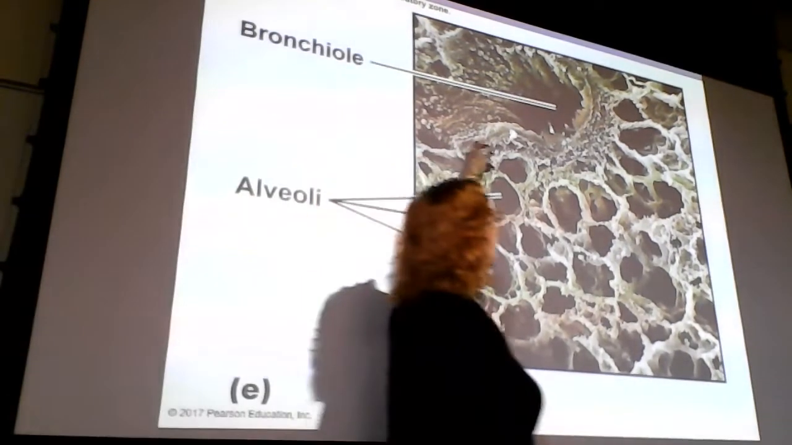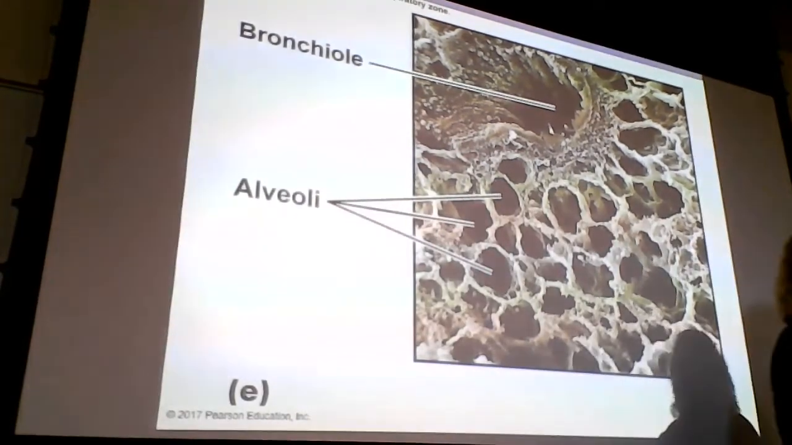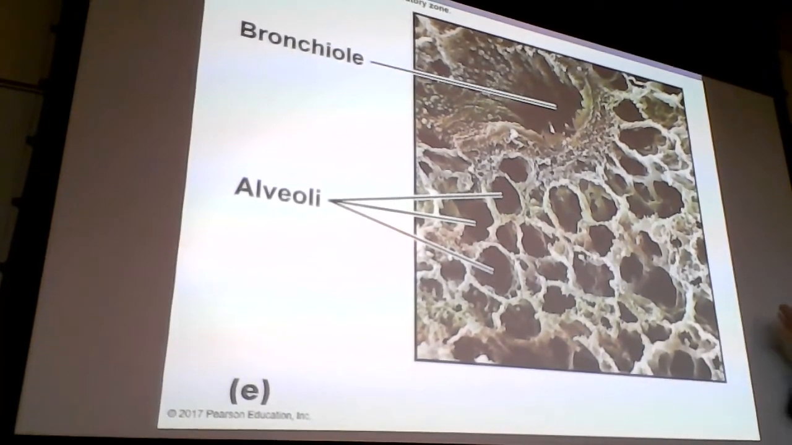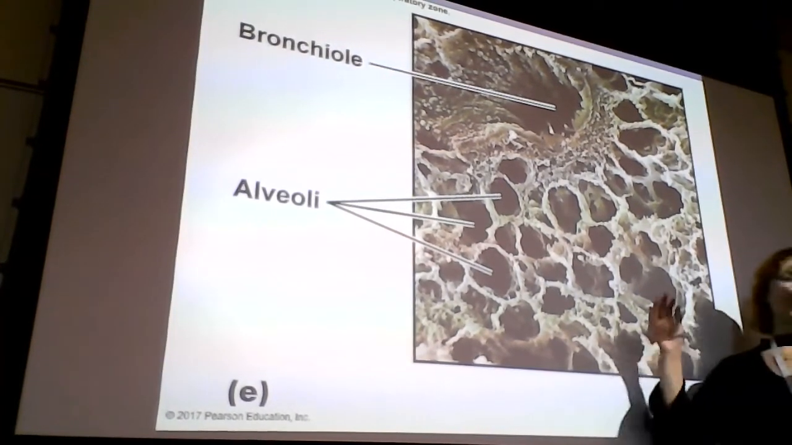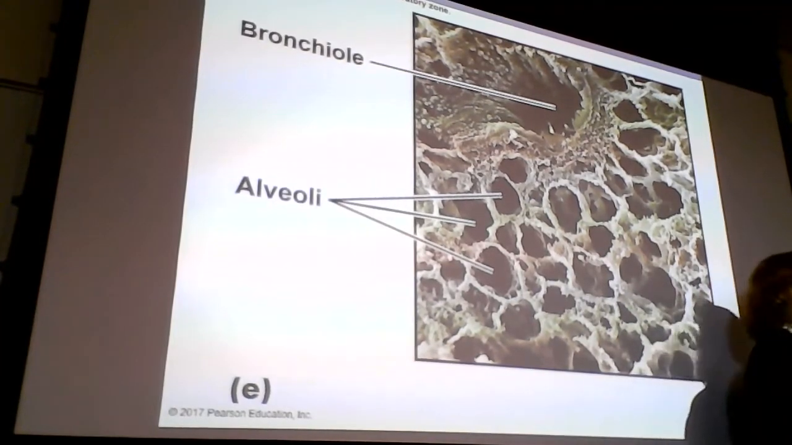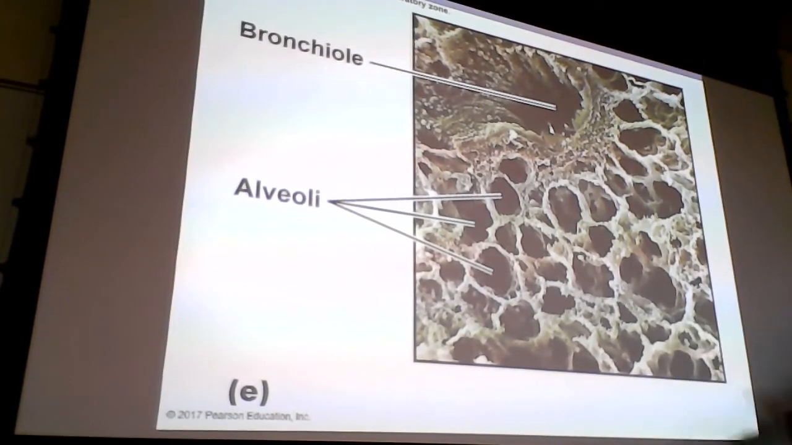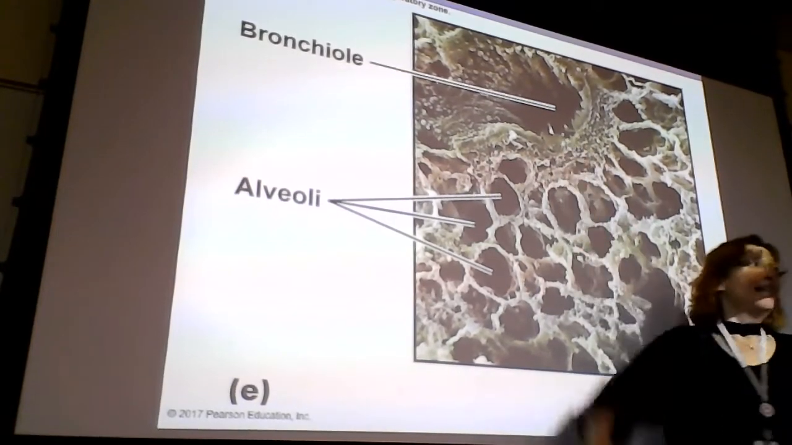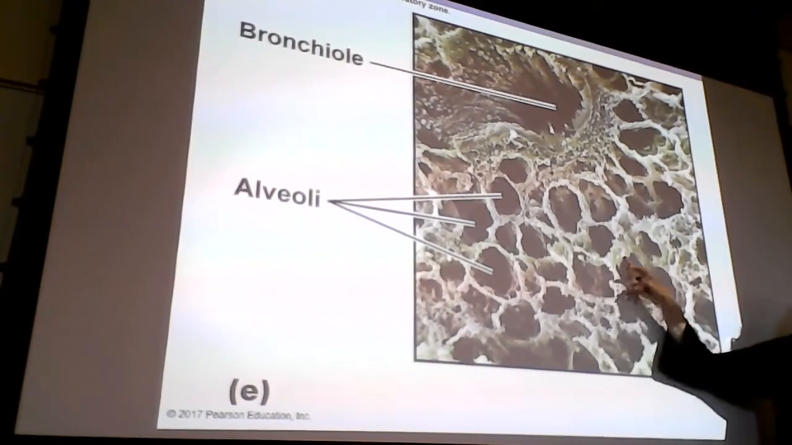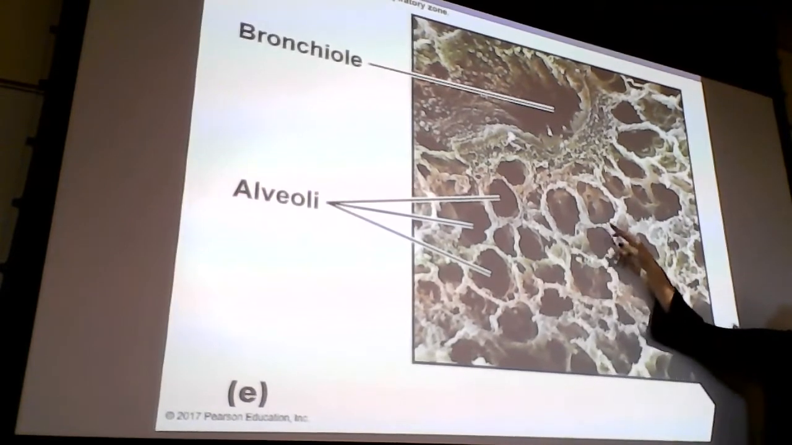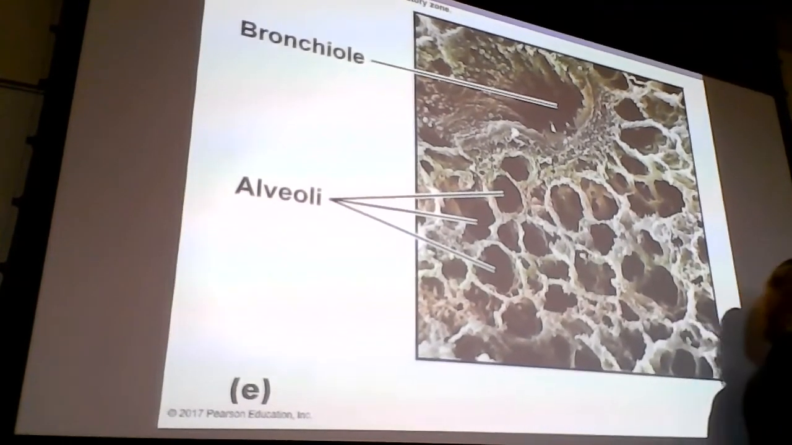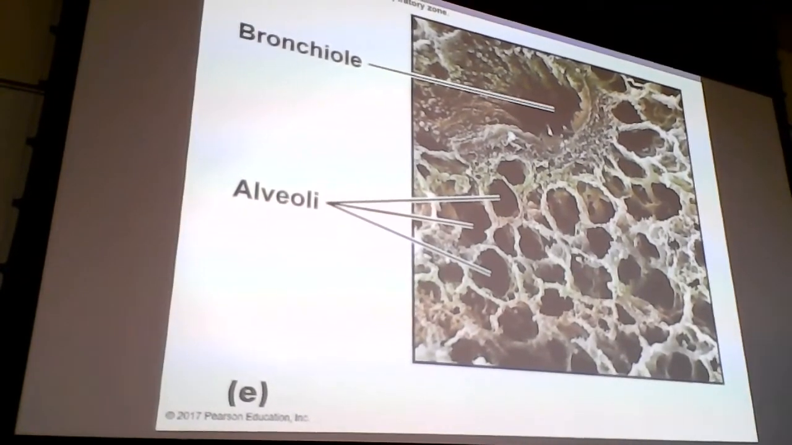So here you can see we have all, no, sorry, wrong picture. What this is a picture of is the respiratory. So this is the tissue that makes up the bronchiole. This is the simple squamous epithelium that makes up each alveolus.